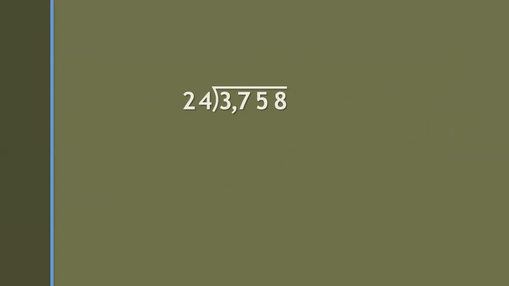Let's look at this. 24 doesn't go into 3, but it does go into 37. So we're going to write that over the 37. 1 times 24 will be 24, and so we'll multiply that out, and then we'll subtract 24 from 37. And we're going to get 13.